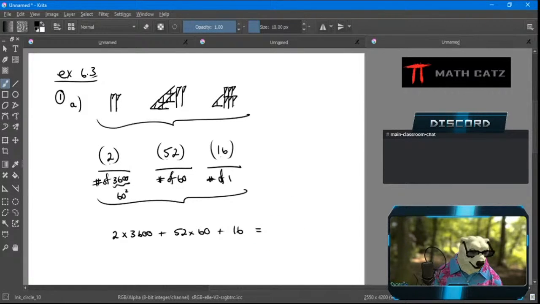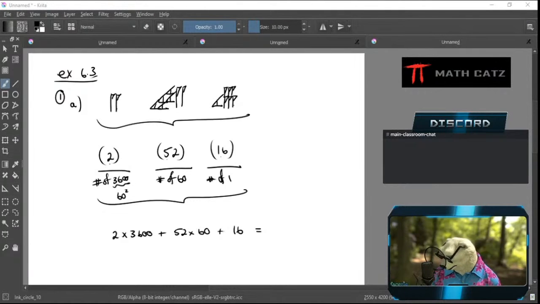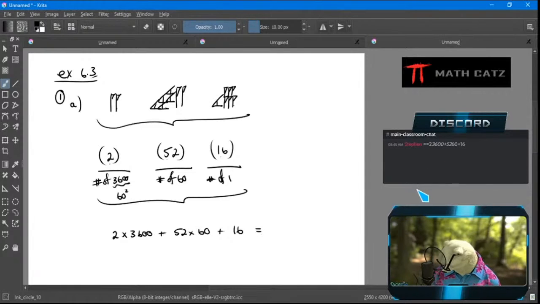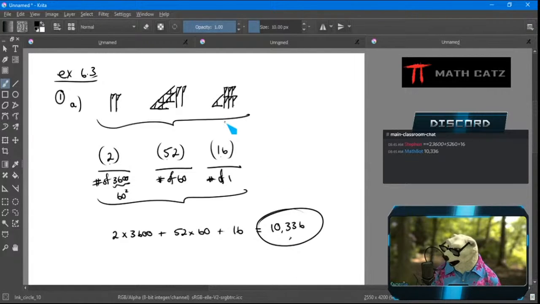Now, you do not have to do this in your head. Let's get a calculator, practice with whatever calculator you're going to use, and see what we get. 2 times 3600 plus 52 times 60 plus 16, and we get 10,336. That is the quantity that this Babylonian number is representing.